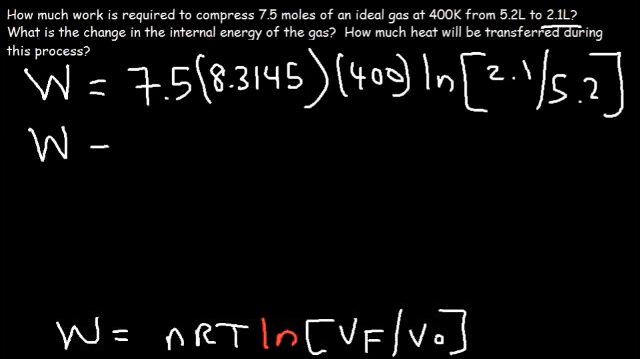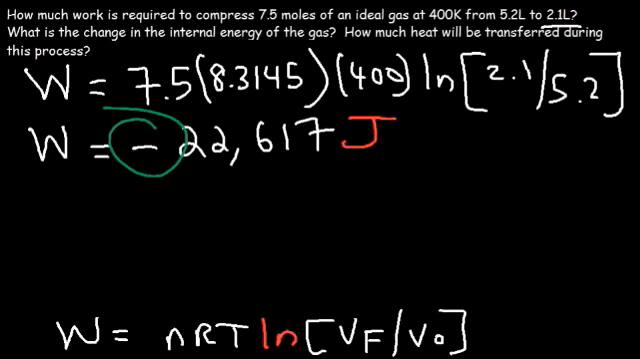So in this problem, W is negative 22,617 joules. And we can see why it's negative, because the gas is being compressed from a high volume to a low volume. So that's how you can calculate the work for an isothermal process.